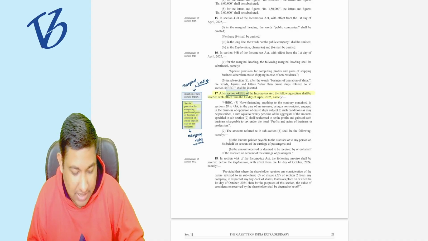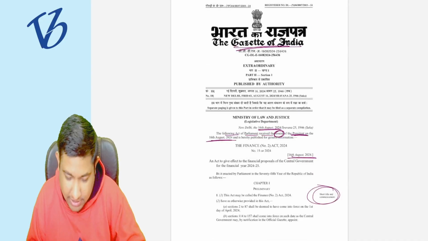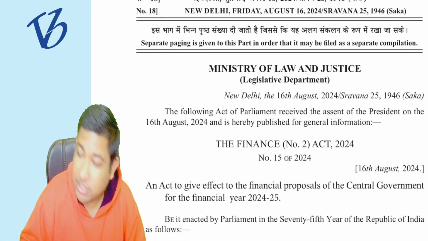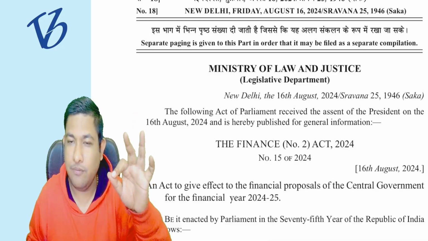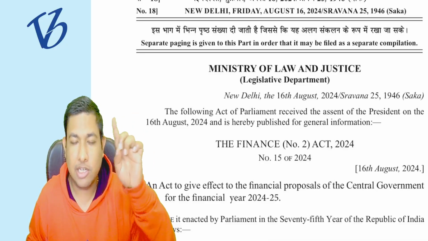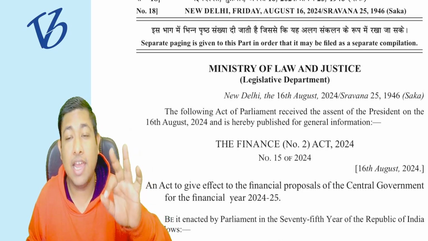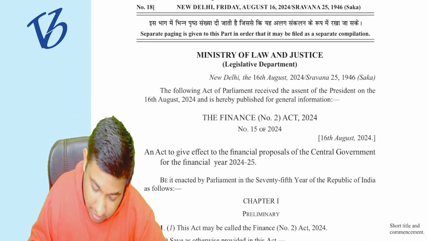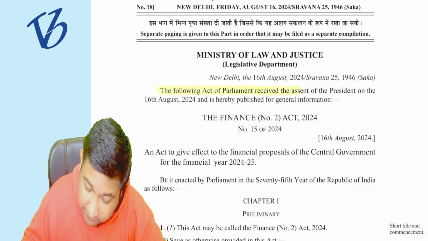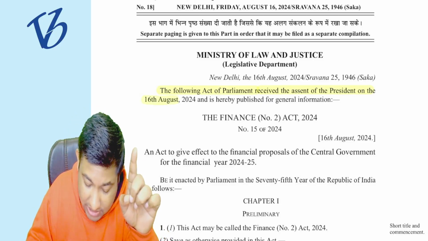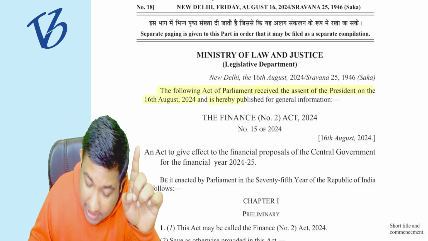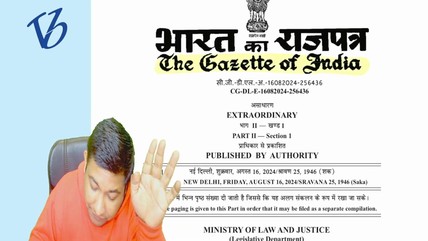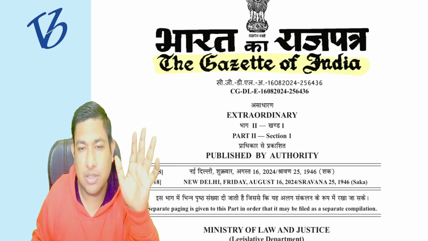Just give me a second. Let me come to the first page. See, I have told you what the process of making it is. A bill is passed by the Lok Sabha and the Rajya Sabha, and after that it is signed by the President of India and notified in the official gazette. See, this act says that the following act of Parliament received the assent of the President on 16th August 2024 and is hereby notified for general information. It is notified in the Gazette of India, Bharat ka Rajpatra.